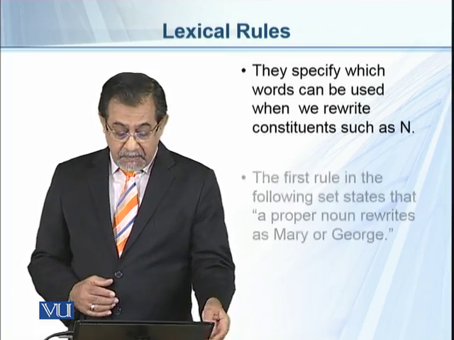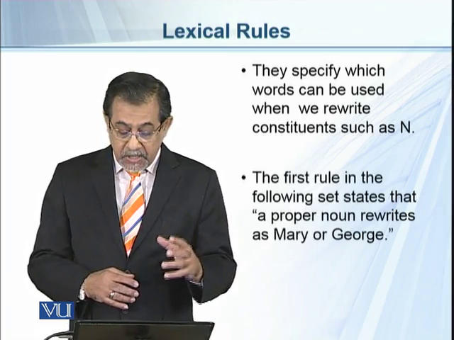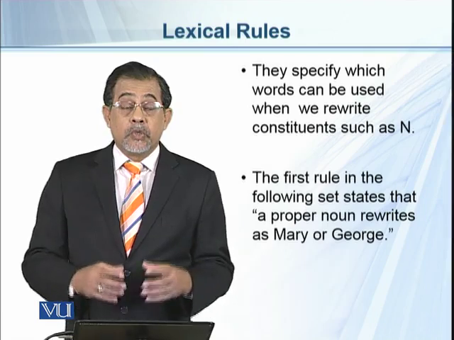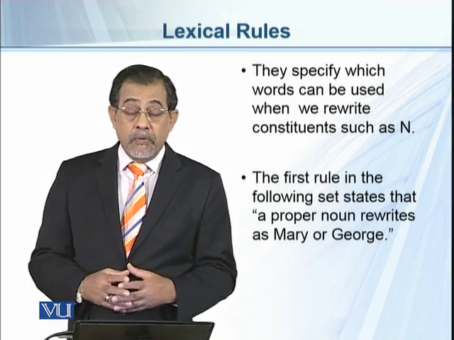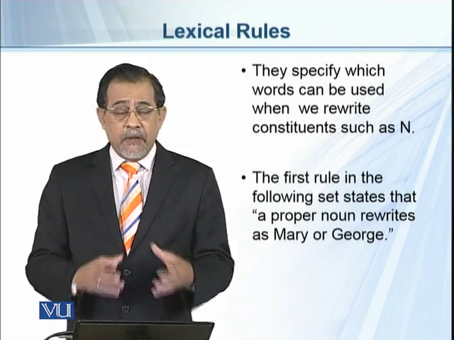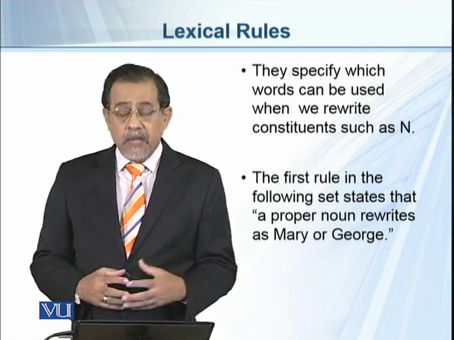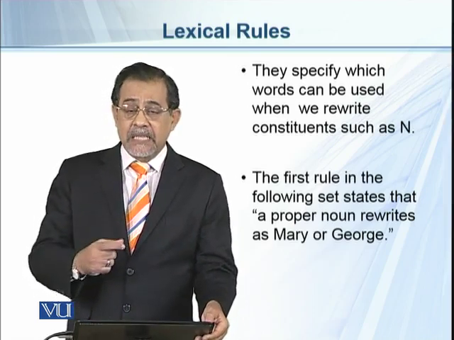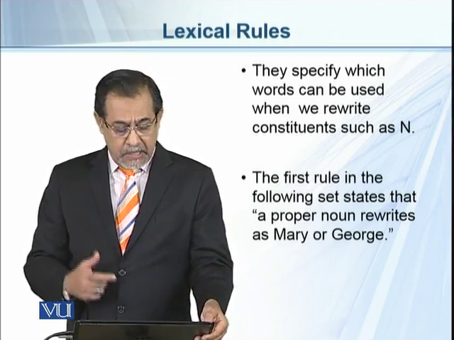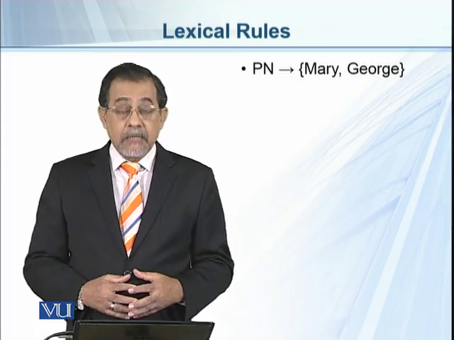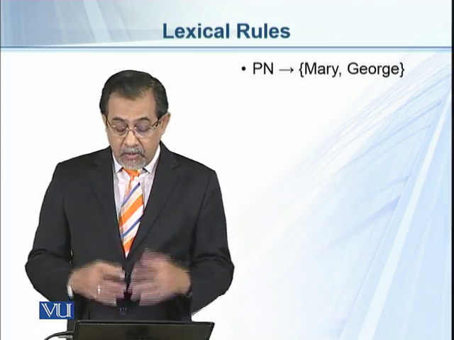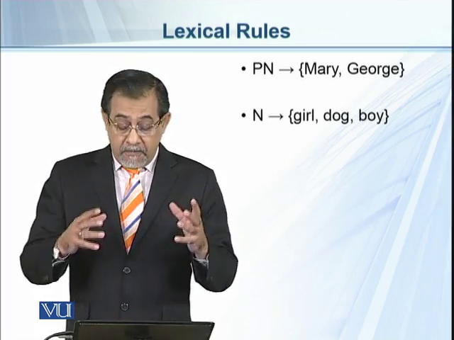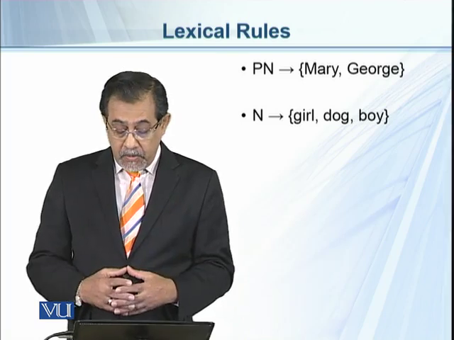So for example, the first rule in this following set states that a proper noun rewrites as Mary or George. So whenever we have to rewrite a proper noun in a noun phrase, we must have a proper noun like Mary, George, Harry, etc. Right? So this is the lexical item that can be used as a proper noun. So we can say that a proper noun rewrites as, or consists of, Mary or George. A noun may be a girl, a boy, or a dog.